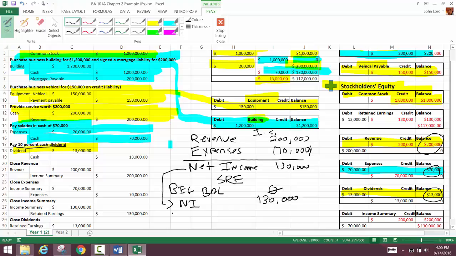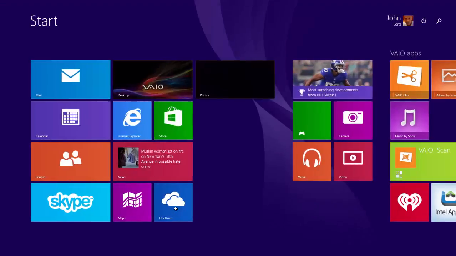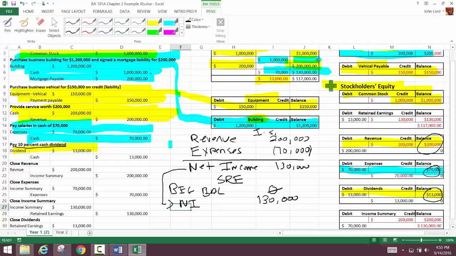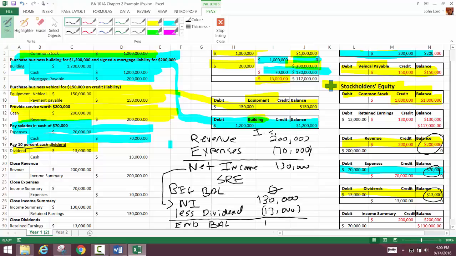Okay. So I report that dividend, less dividend, right? How much is the dividend? 13,000. And when I subtract off that dividend of 13,000, now my ending balance in retained earnings is what? 117,000?